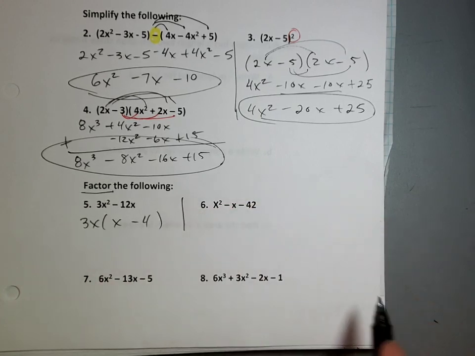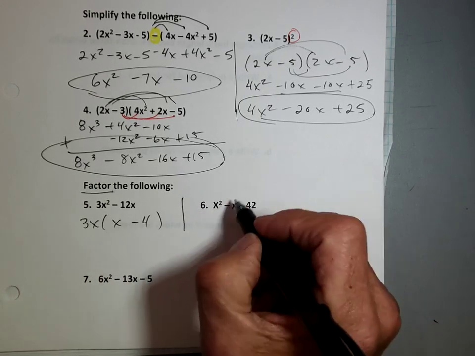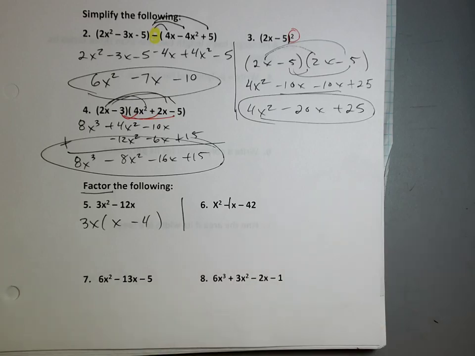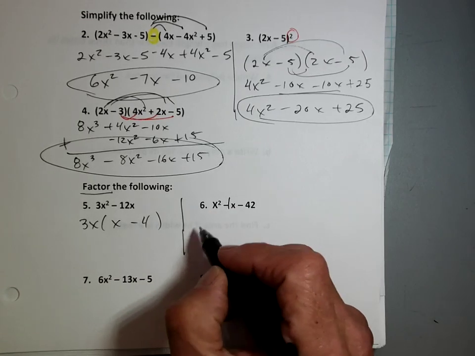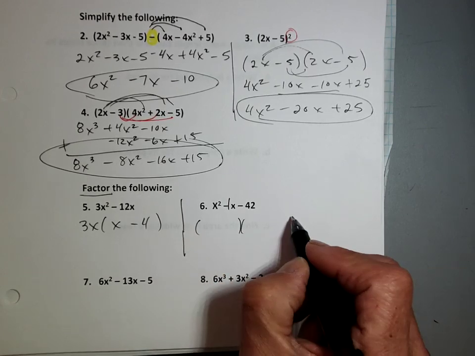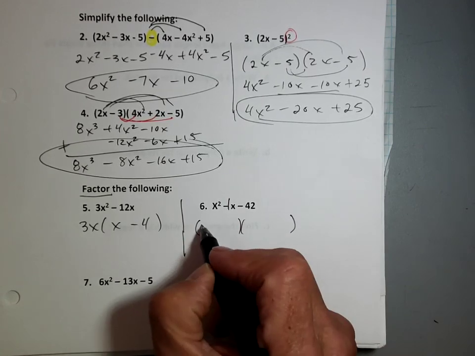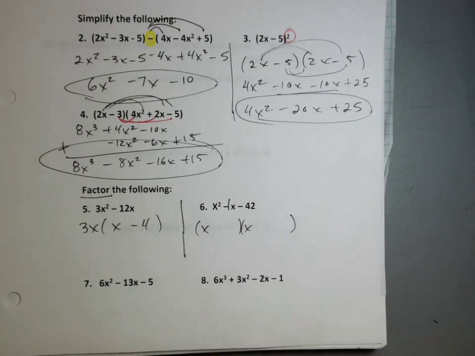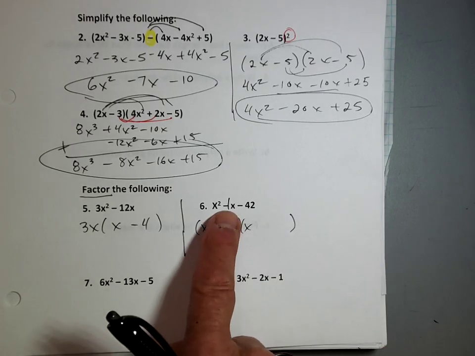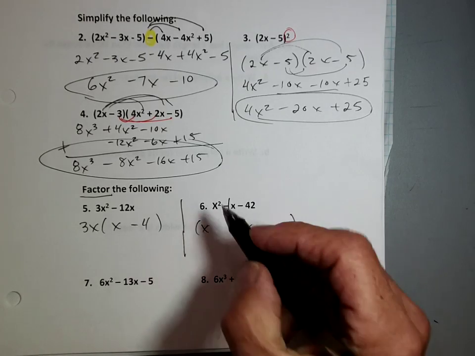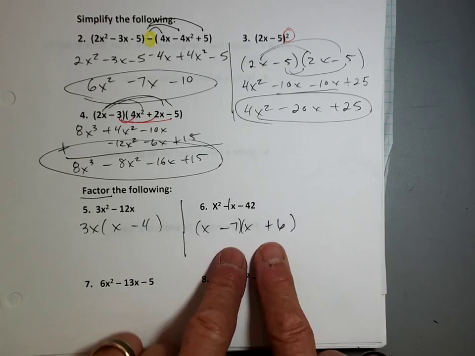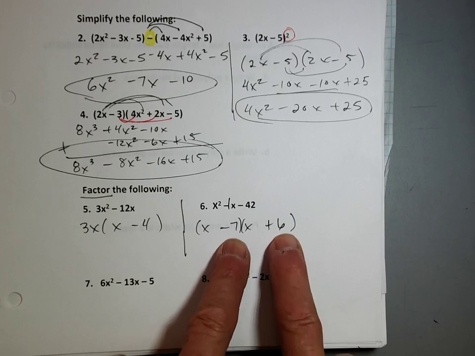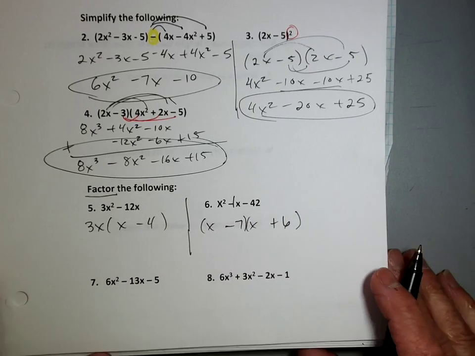Okay, 6. I cannot common factor, but I see a trinomial. I put the 1 there because it's going to help me. I'm going to go parentheses, parentheses, parentheses. X times x makes x squared. I'm going to use a negative 7, positive 6, because they will multiply to make negative 42 and add to make the negative 7. Okay?